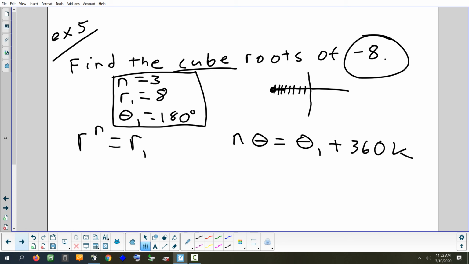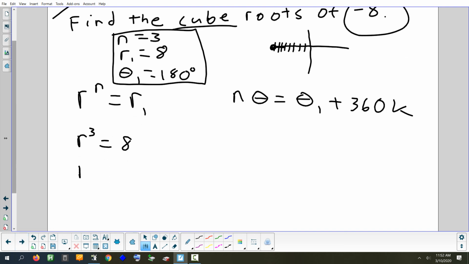Okay. So when we fill in n, we're going to have r cubed equals 8. So what's r in this case? 2. So when you write all your answers, and how many answers are there going to be in this problem? 3 answers. When you write all 3 answers, you're all going to have 2 for the radius. 2, 2, 2. Now they're going to have different angles.